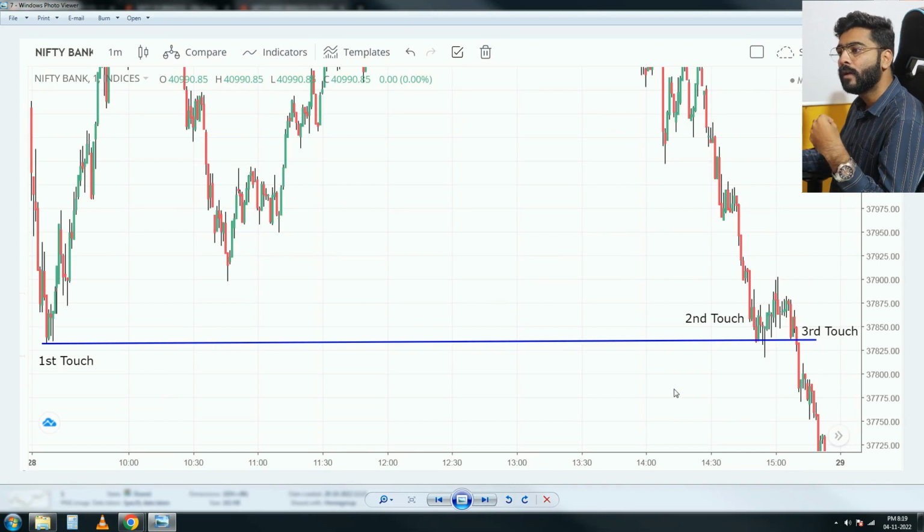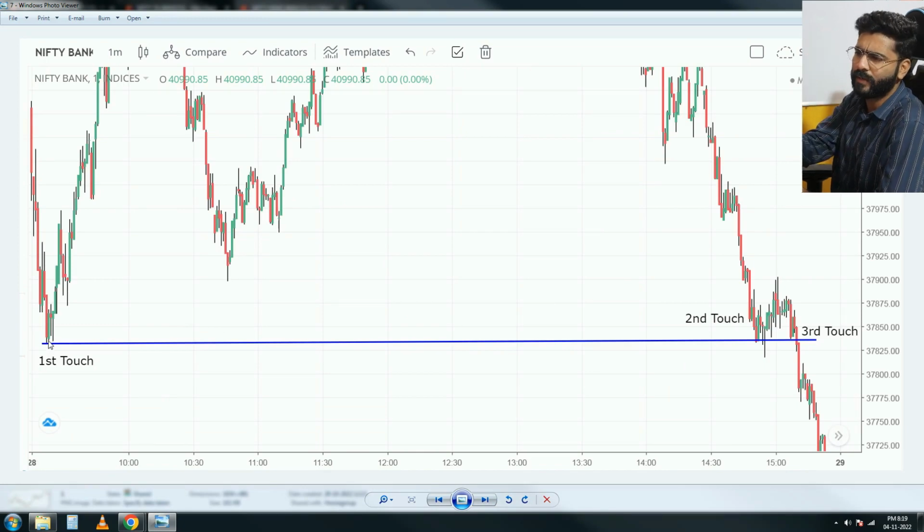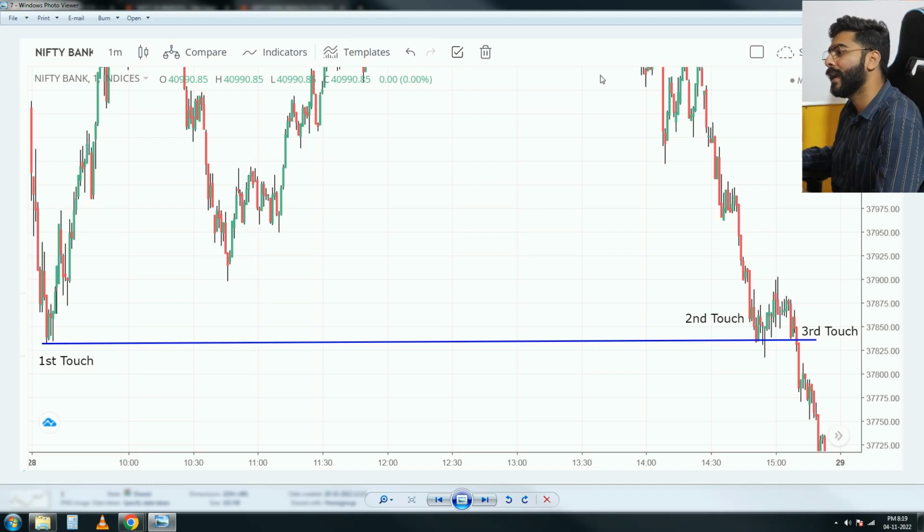Secondly, the time. See what happened, this is the 28th of some month. The market created the touch in the morning, maybe 9:20, 9:30. This is the support which the market created. Then the market went quite up. This is 37,800 and the market moved more than 30, it's not even coming in the chart. So more than 400, 500 points the market went up, but again it fell down. This created the second touch. The market went a little bit up, again fell down. Now this created the third touch.